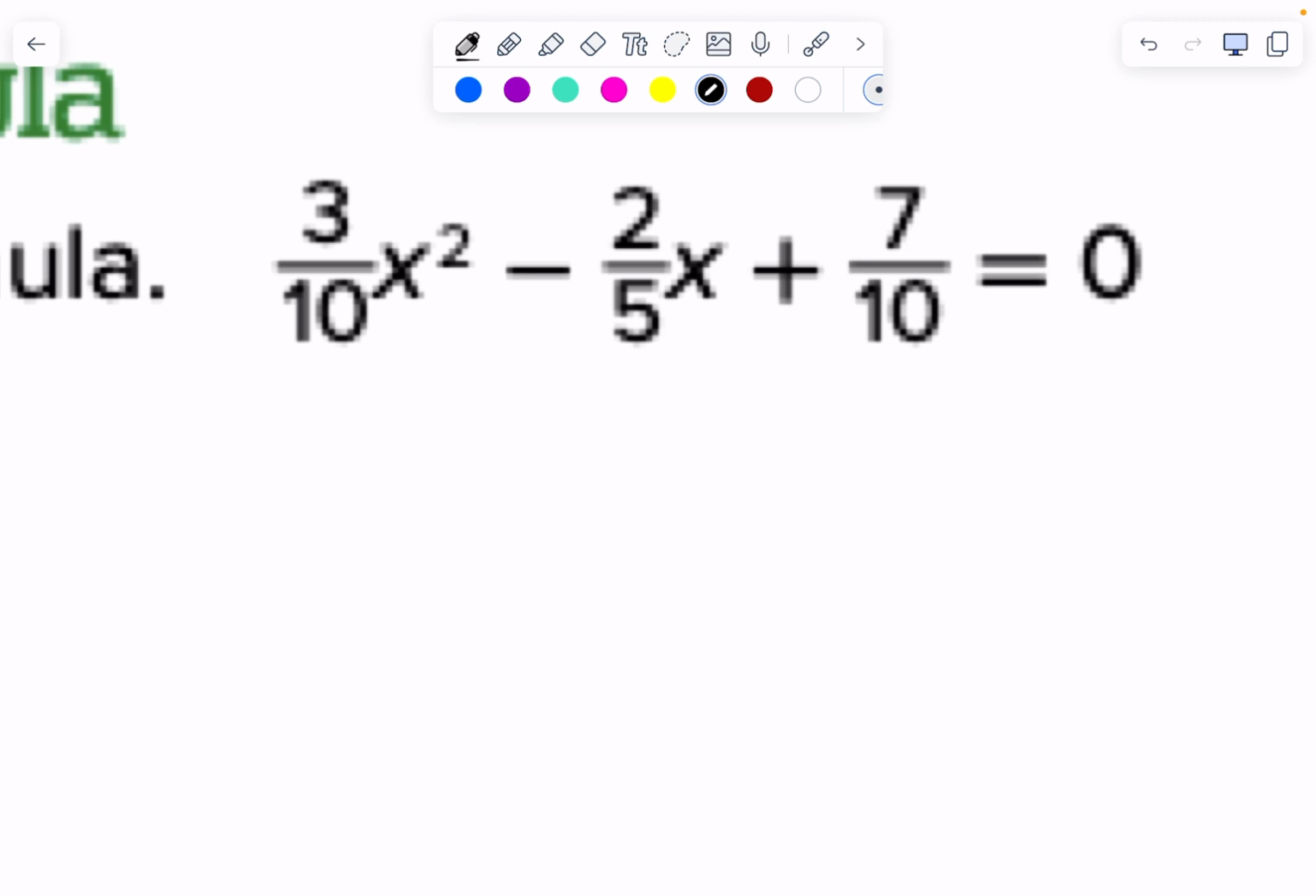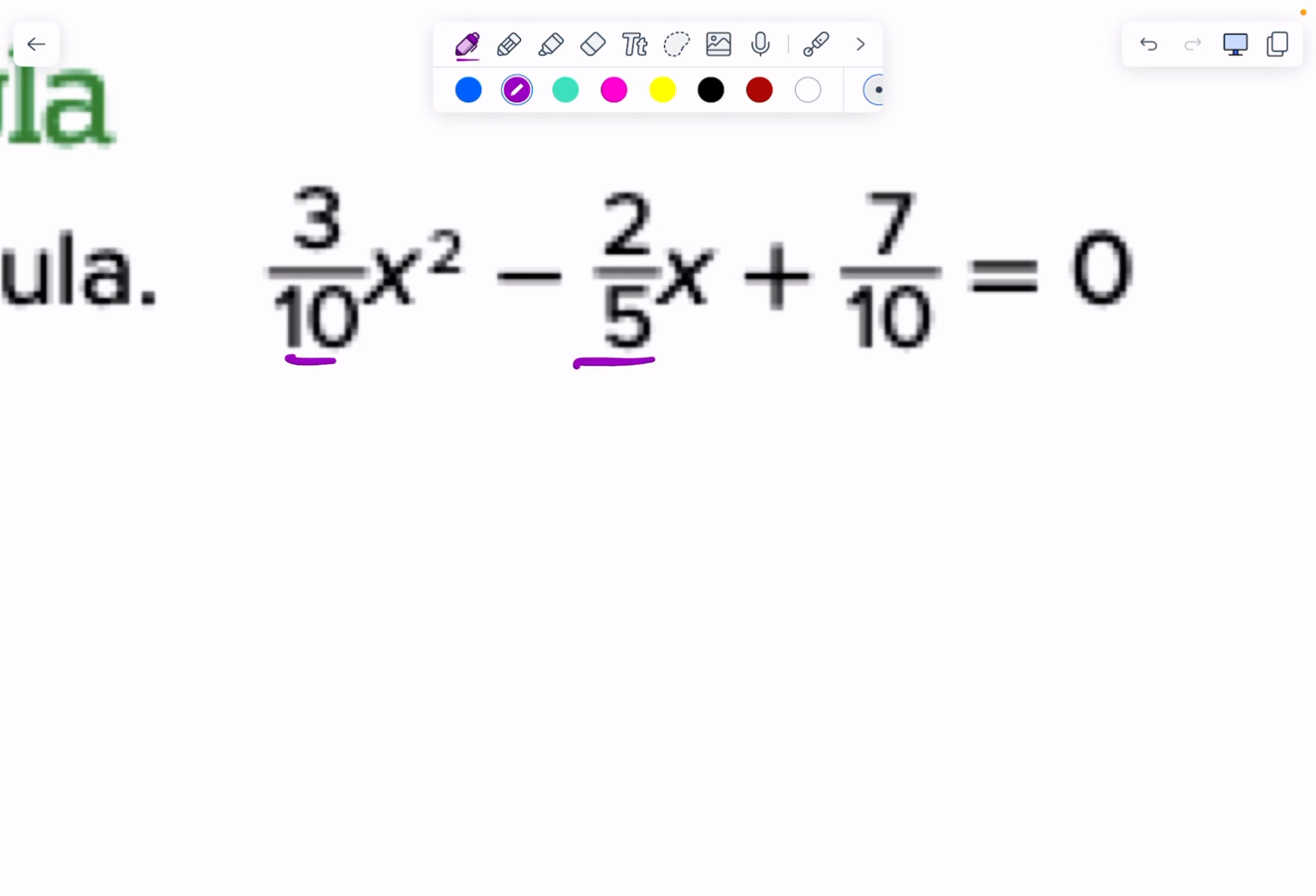Nice. Okay, this one says they want us to use the quadratic formula, and I do not want to do that yet. Okay, then let's look at our bottoms here. 10, 5, 10. Let's find a common denominator.